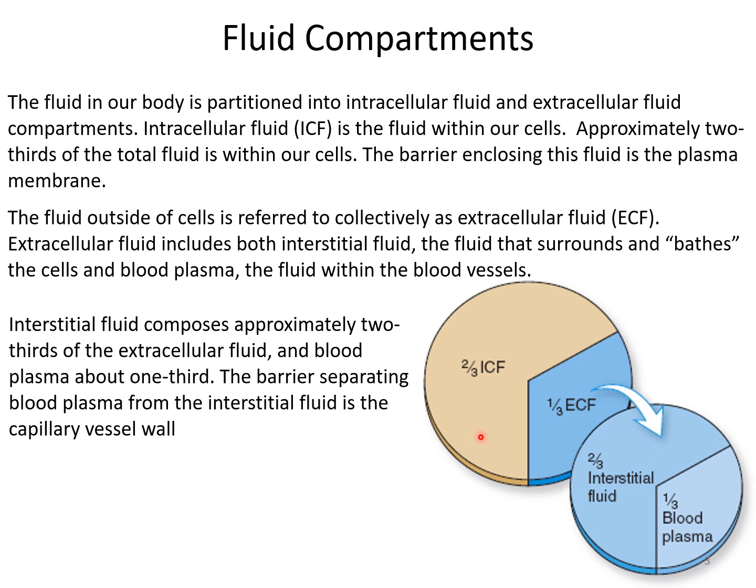So our total fluid, we have 2/3 of it found inside of our cells. The last third is found outside of our cells. If you break down that extracellular fluid, 2/3 of that is interstitial fluid, which is surrounding or bathing our cells, and then 1/3 of that is found in the blood as blood plasma.